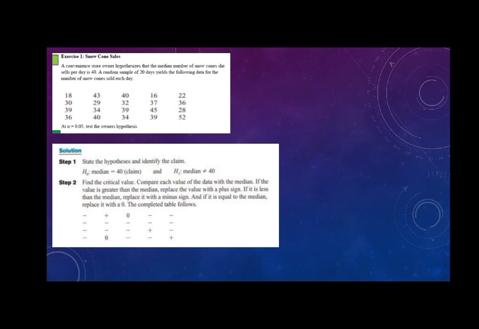Compare each value of the data with the median. If the value is greater than the median, replace the value with a plus sign. If it is less than the median, replace it with a minus sign. And if it is equal to the median, replace it with a 0. The completed table follows.